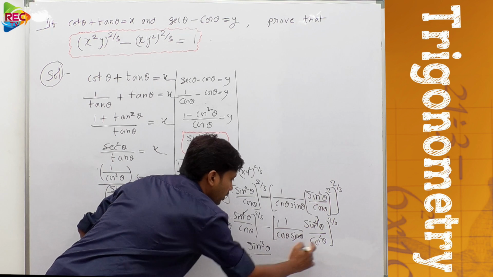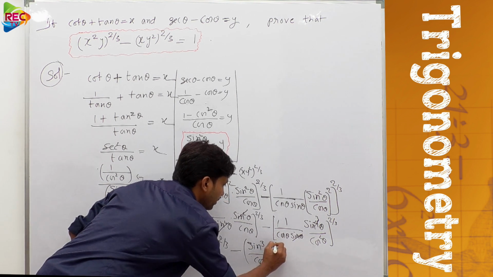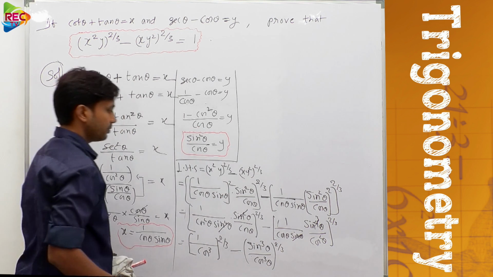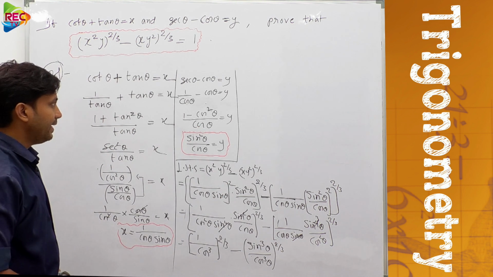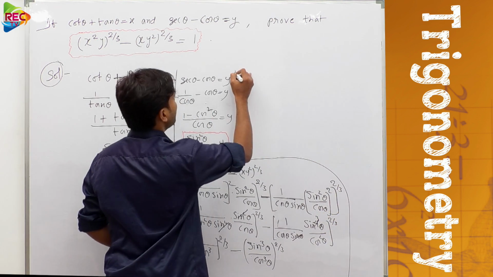Now cos theta into cos square theta, that is cos cube theta, whole to the power of 2 by 3, whole to the power of 2 by 3. Okay, for the clarity I will write the next step here.